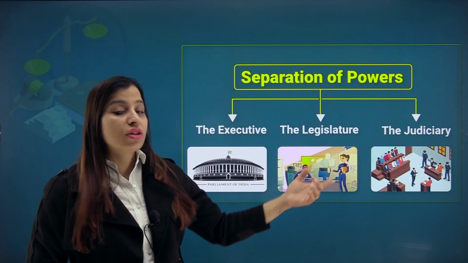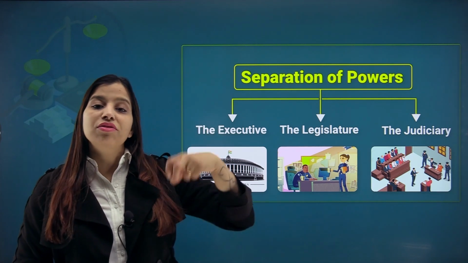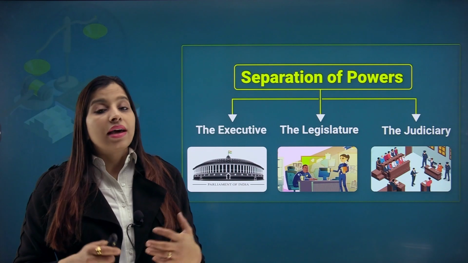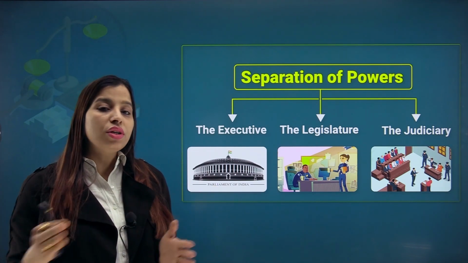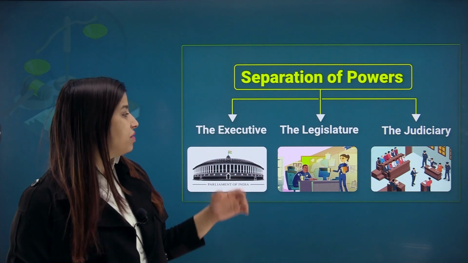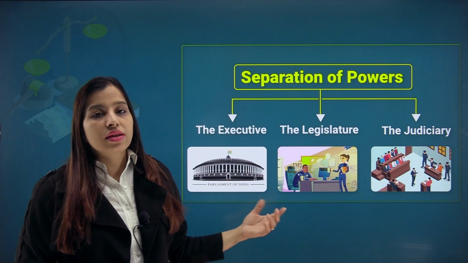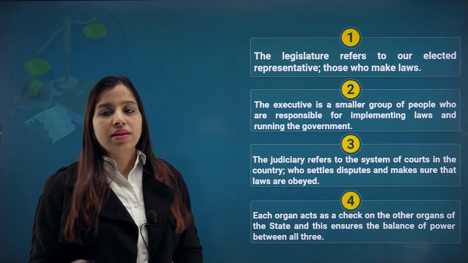This is the separation of powers in any country, because powers cannot be located in the hands of a few people, because there are chances of them being misused. That is why, for smoother running, the constitution makers separated the powers. Few are with the executive, the legislature and the judiciary. Now we will discuss what these three are.